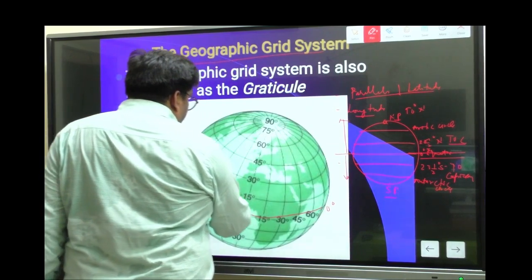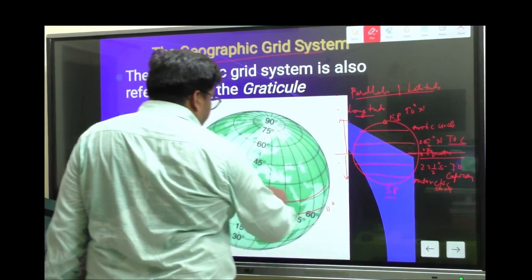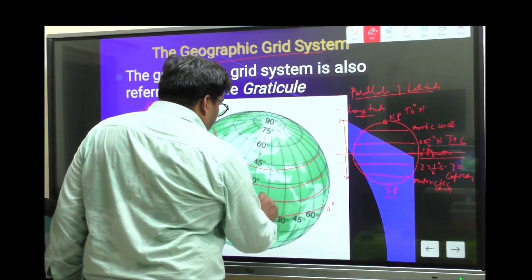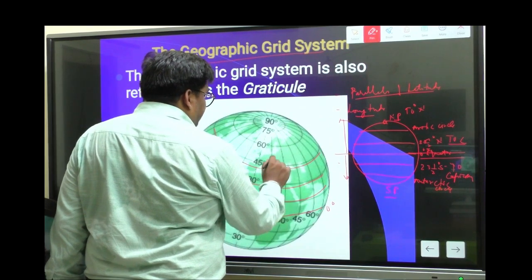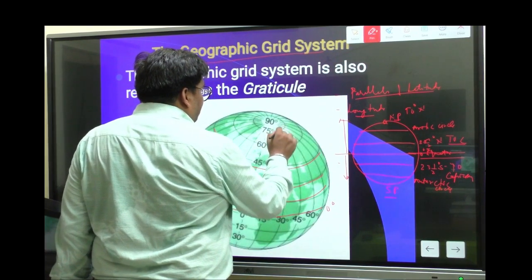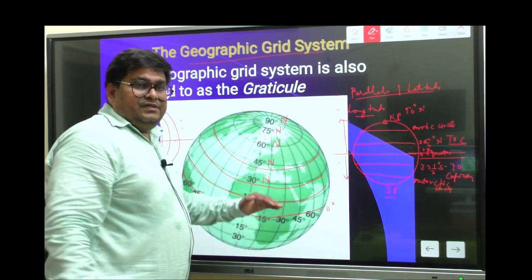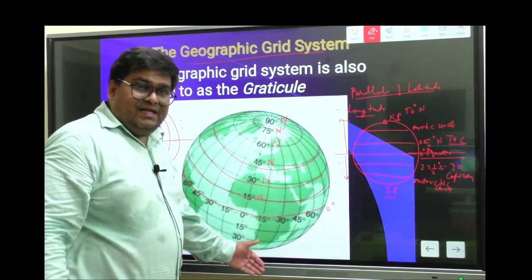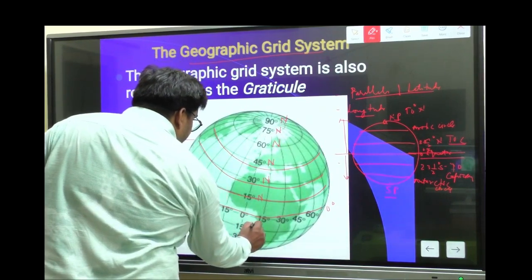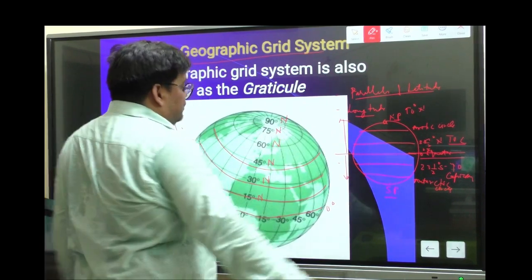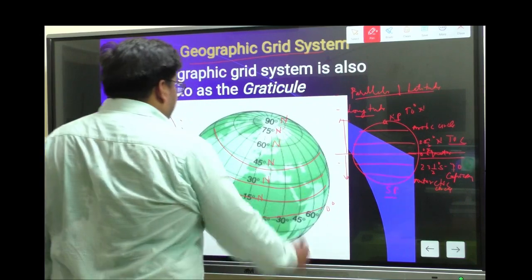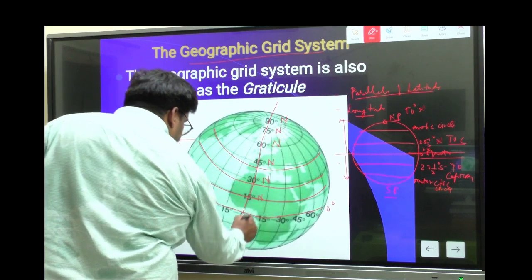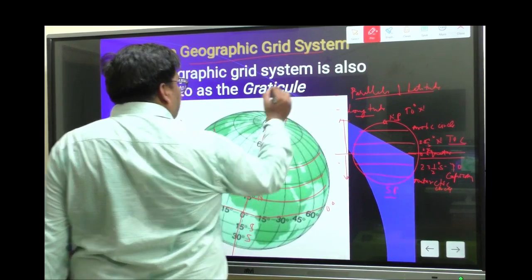Again, on the northern side, you have 15 degree latitude, 30 degree latitude, 45 degree latitude. You name them as 15 degree north, 30 degree north, 45 degree north, 60 degree north, 75 degree north, 90 degree north, because it divides the earth into northern hemisphere and southern hemisphere. Once you come down to the southern hemisphere, you would name them 15 degree south, 30 degree south. This way you will basically name them. Again, let's say this is your prime meridian, or this is 0 degree longitude.